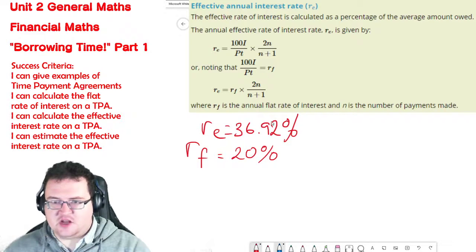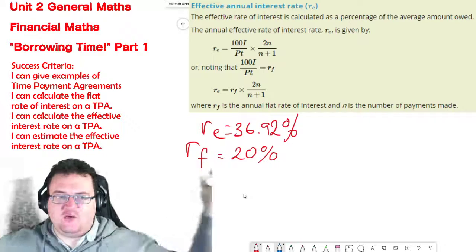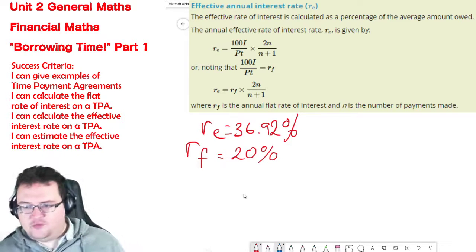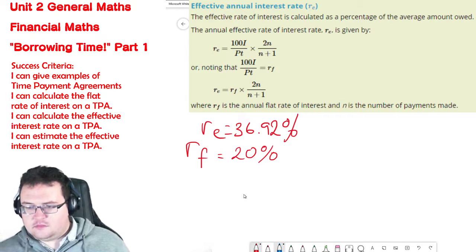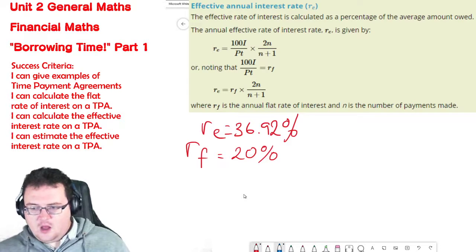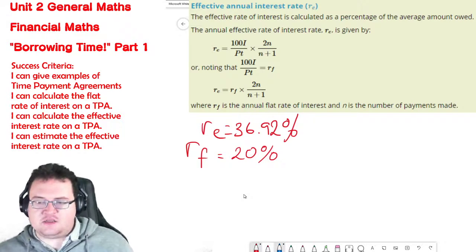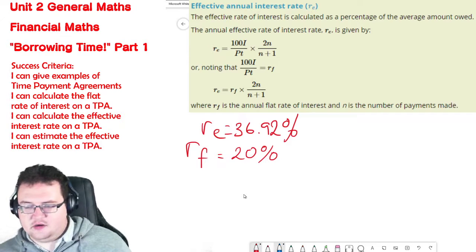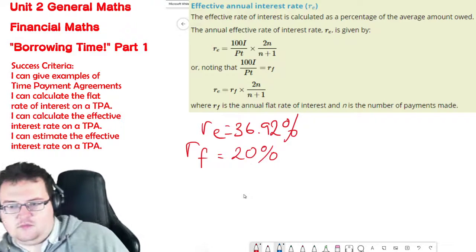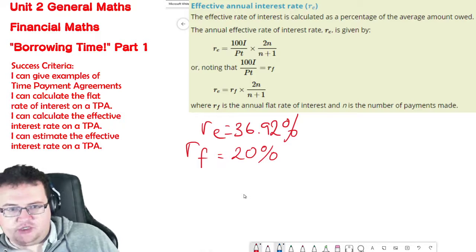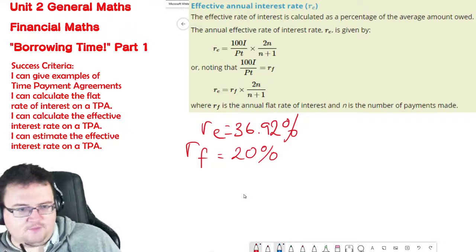This 36.92, what is it in relation to 20%? How much bigger is it? Think of it as a multiple. I'm thinking of it as a multiple as opposed to just a raw addition. Approximately, what's it close to? Almost double.